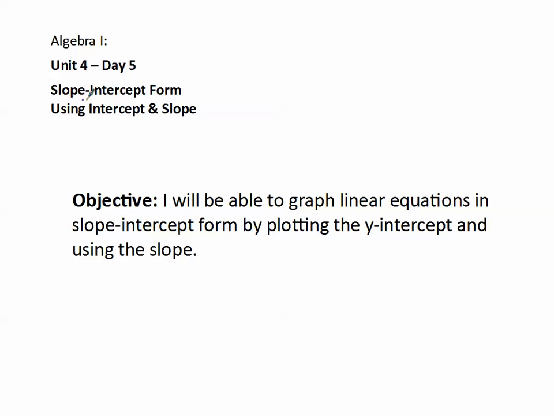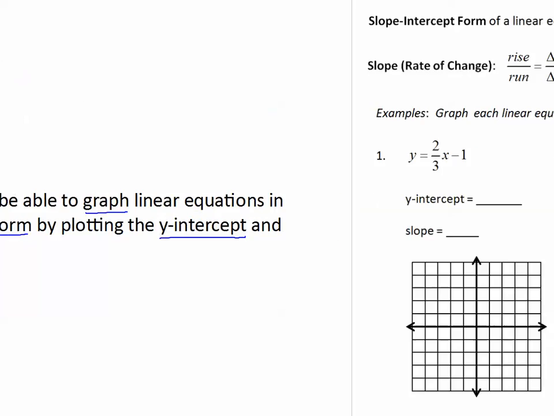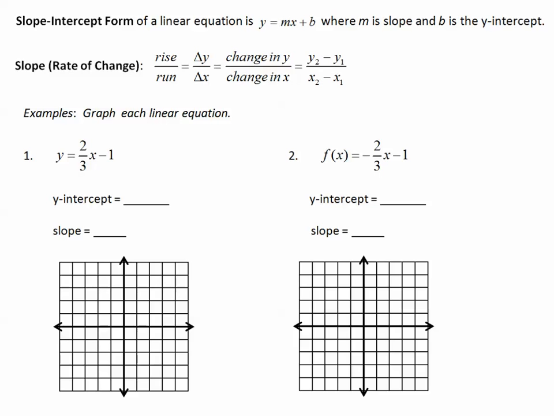In this section on slope-intercept form using intercept and slope, our goal is to be able to graph linear equations in slope-intercept form by plotting the y-intercept and using the slope. First, let's remember what slope-intercept form of a linear equation is. That is y equals mx plus b, where m is the slope and b is the y-intercept.